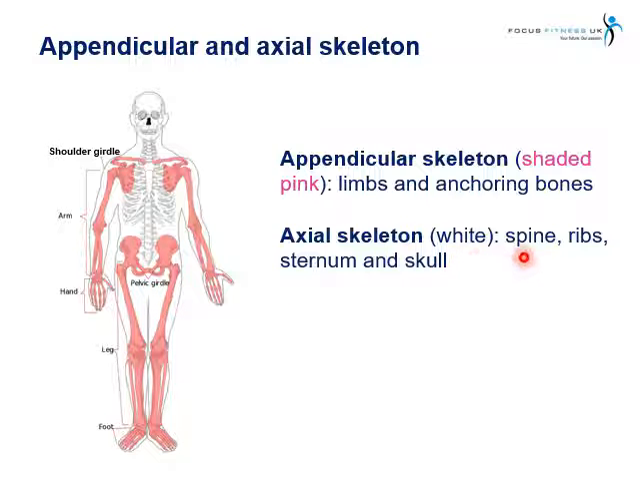If we look at the axial first, you'll find the four things in the axial skeleton are the skull, the spine, the ribs, the sternum. Everything else is part of the appendicular skeleton. So your arms and legs, but your shoulder girdle, your scapula and clavicle come with the arm, and your pelvic girdle, ilium, ischium, pubis come with the leg. So only those four things are part of the axial skeleton. Everything else, shaded in pink, is part of the appendicular.